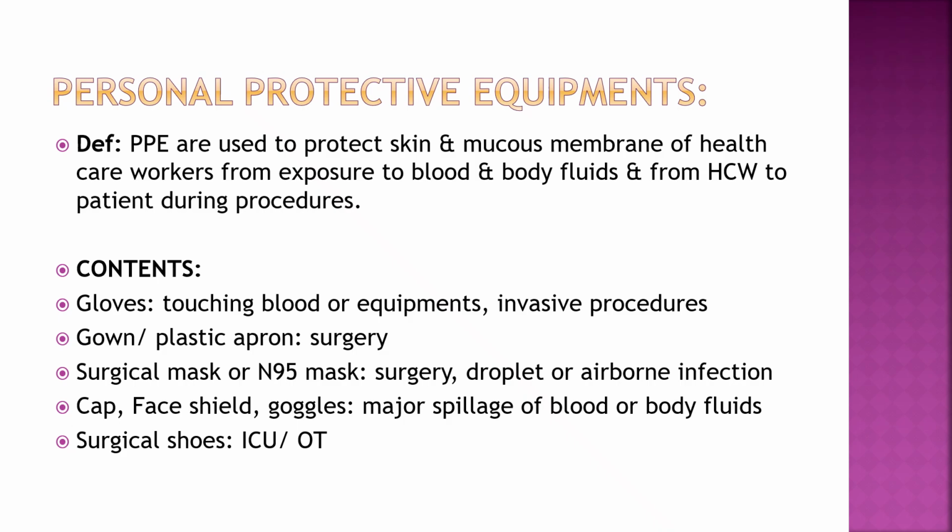So the contents are gloves. When you're touching blood or equipment, or doing invasive procedures, you have to use gloves, gown or plastic apron. Surgical mask or N95 mask during surgery, or for droplet or airborne infection. Cap, face shield, goggles when major spillage of blood or body fluids is expected, and surgical shoes in ICU or operation theatre.